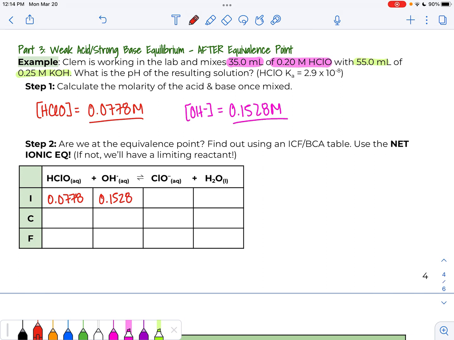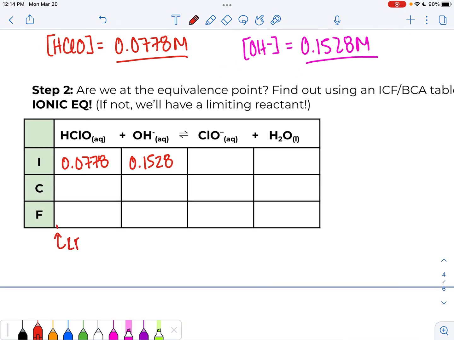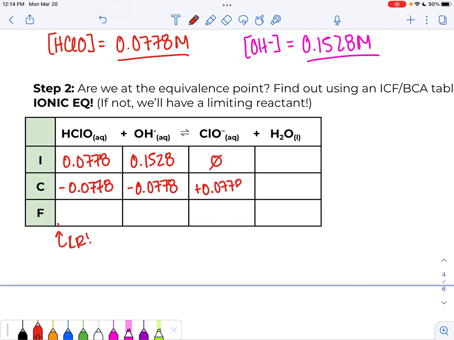These two things are not the same, which means we're going to run out of one first. Which one do we run out of first? The weak acid. This is our limiting reactant. So we're going to lose this many moles for each of our reactants because they're reacting in 1-to-1 ratios. We're going to gain this for our conjugate base. We don't care about water. So here are our final concentrations, 0.075 after the reaction has occurred.